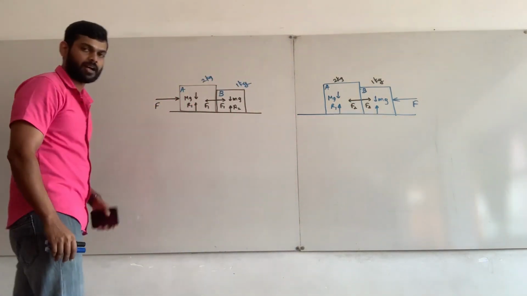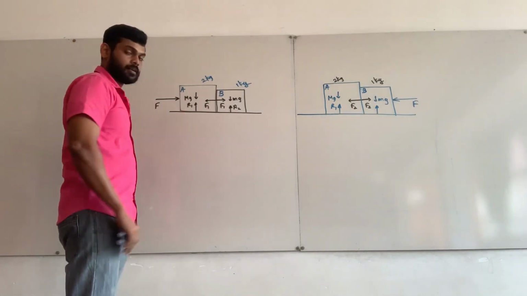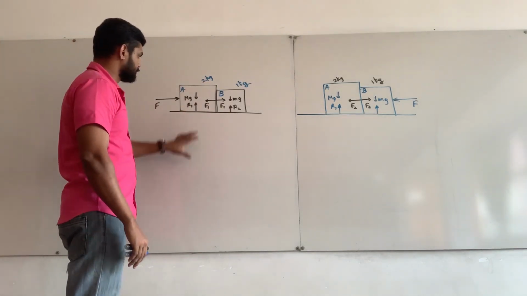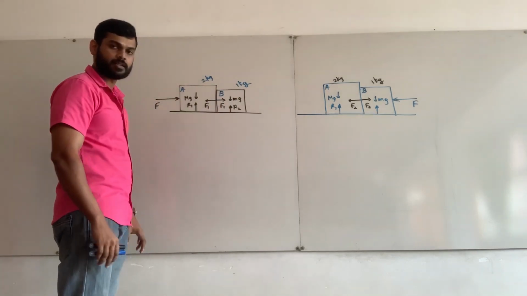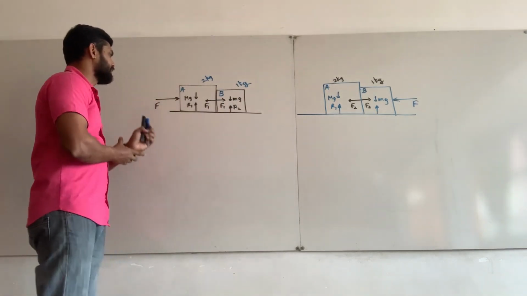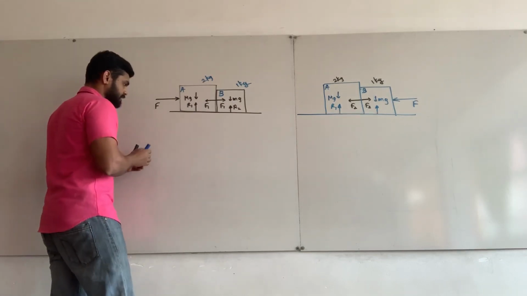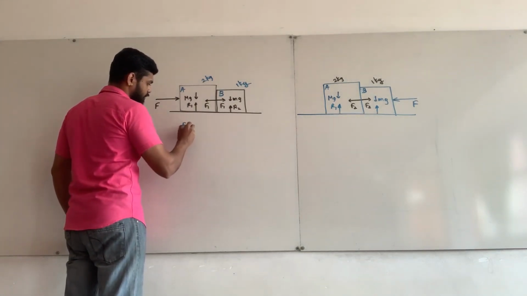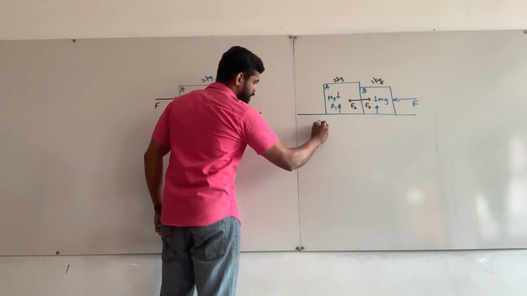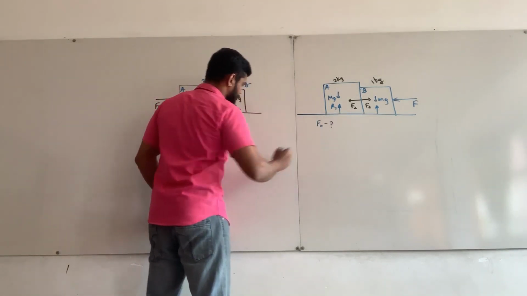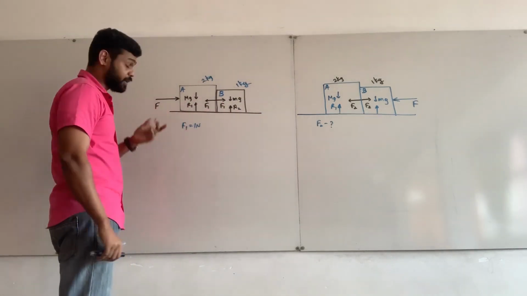Okay, and we are to draw the free body diagram. So these are the free body diagrams for each block. Okay, let's consider this one. They say this F1 is equal to 1 Newton, and they ask you to find this F2 in this case. So how do you draw the free body diagram?